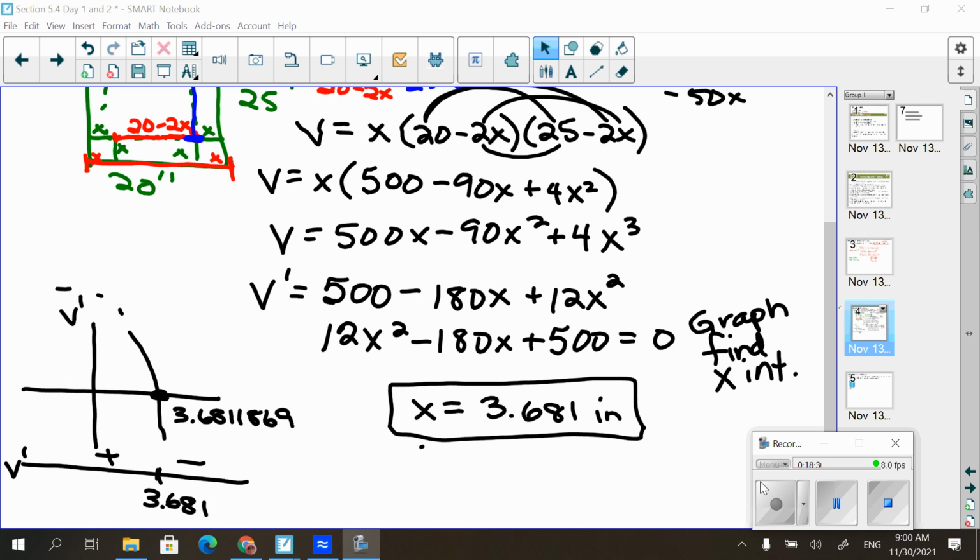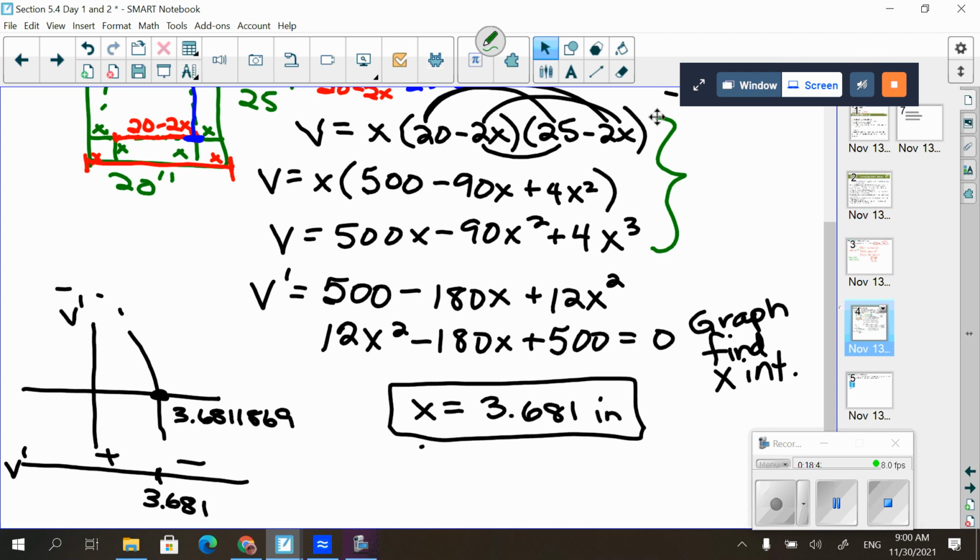So now what I'm going to do is I can either go to this, and every time there's an X, I can just put second answer, or I can go to this. So you have your options. Any of these three right here, you're going to go to your regular screen, and you're going to put your X value in. I'll probably just go to this one. Looks like fewer keystrokes. 500 times second answer, and then minus 90 times second answer squared, and plus 4 times second answer to the third.